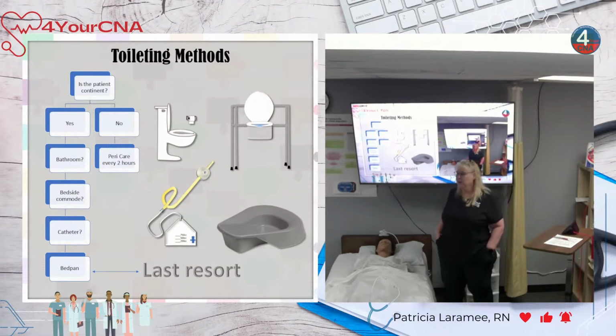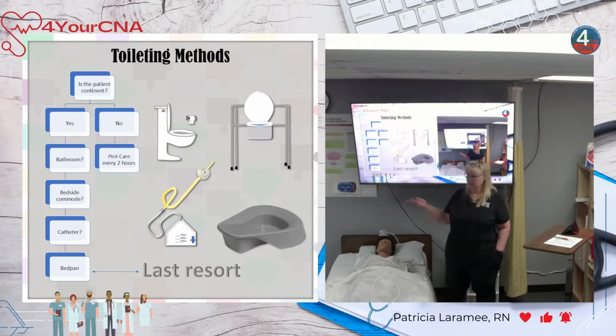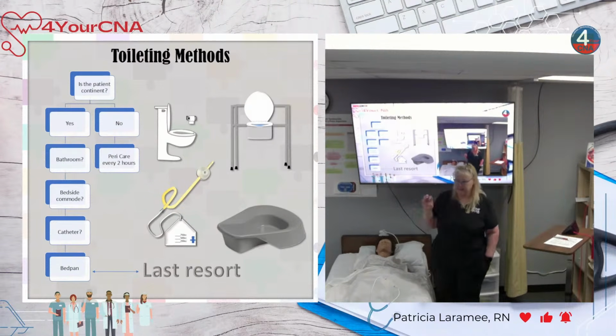How do they toilet? Because I can almost guarantee you during shift report, a call light is going to go off and somebody is going to say, I gotta pee. First thing you need to know. The second thing you need to know is how do they eat? Because everybody eats on every shift, even night shift. People want midnight snacks. They get picky, hungry. So how do they eat?